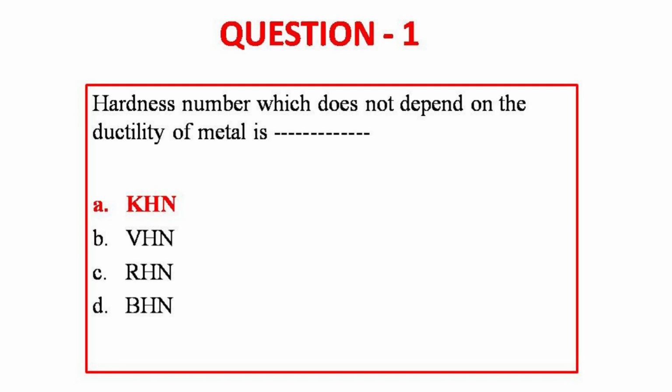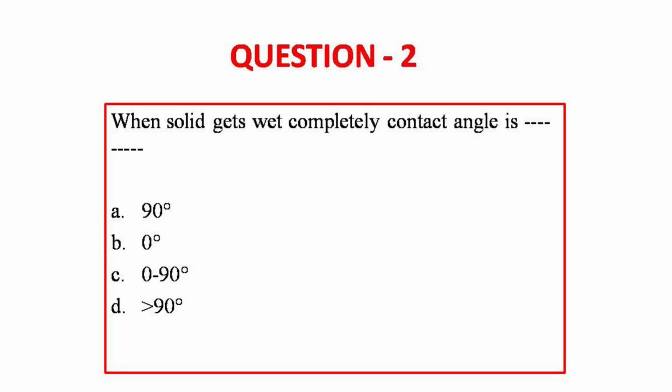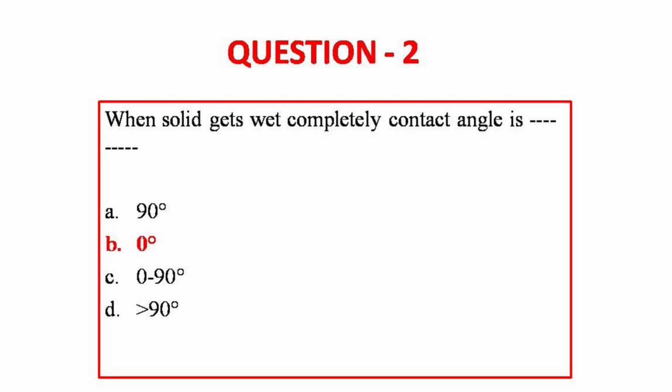Moving on to question number 2. When a solid gets wet completely, contact angle is, they've given 4 options, 90 degree, 0 degree, 0 to 90 degree, and greater than 90 degree. The answer to this question is option B, 0 degree.